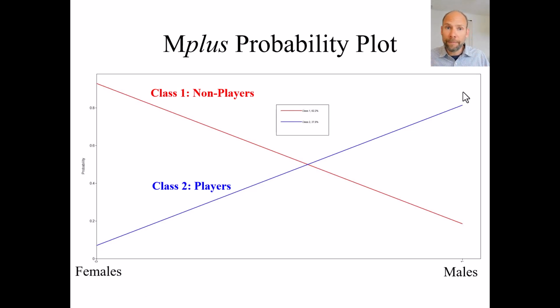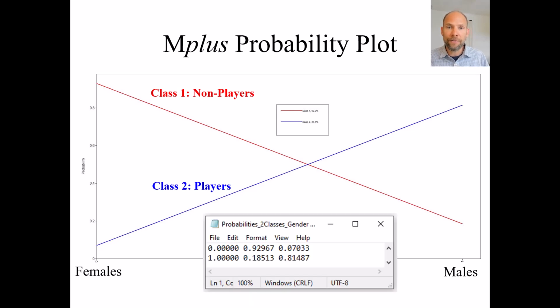And what's even better is that Mplus will also give you the exact data from the plot. If you ask for it, you can save the probabilities that are depicted in the plot into a file. And so I did that, and then you can see here that we have in this file females in the first row coded as 0 and males in the second row coded as 1, and then the probabilities for class 1 in the next column and the probabilities for class 2 in the last column.